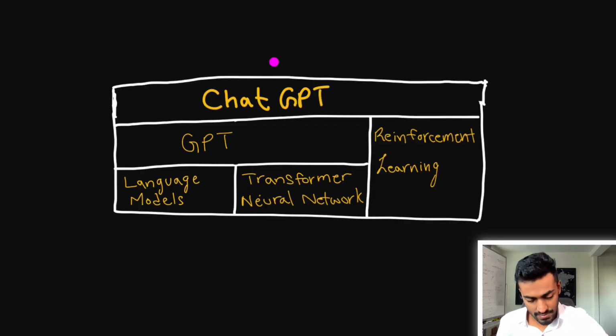To understand ChatGPT, we need to understand some more fundamental concepts. ChatGPT is built on top of GPT as well as the entire paradigm of reinforcement learning. And the GPT models themselves are essentially language models, and they are also built on top of transformer neural networks. So let's take a look at each individually.